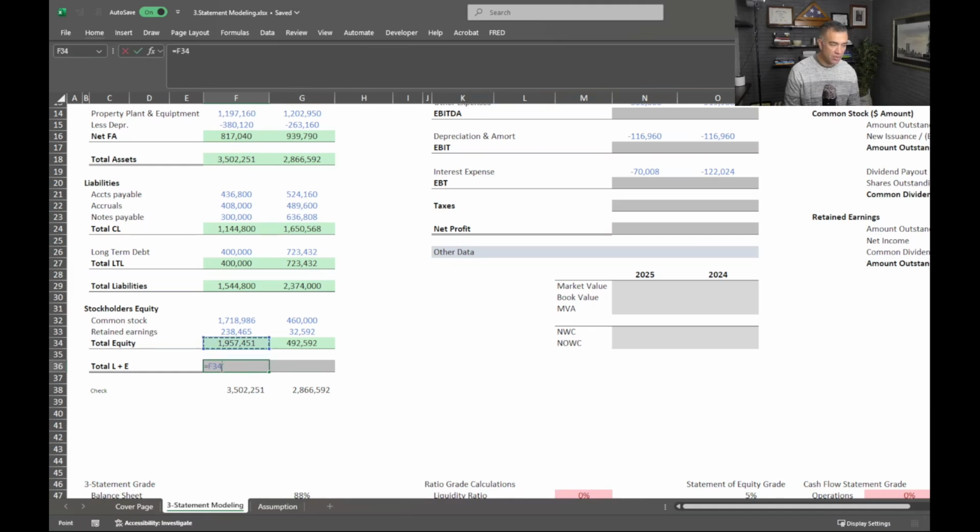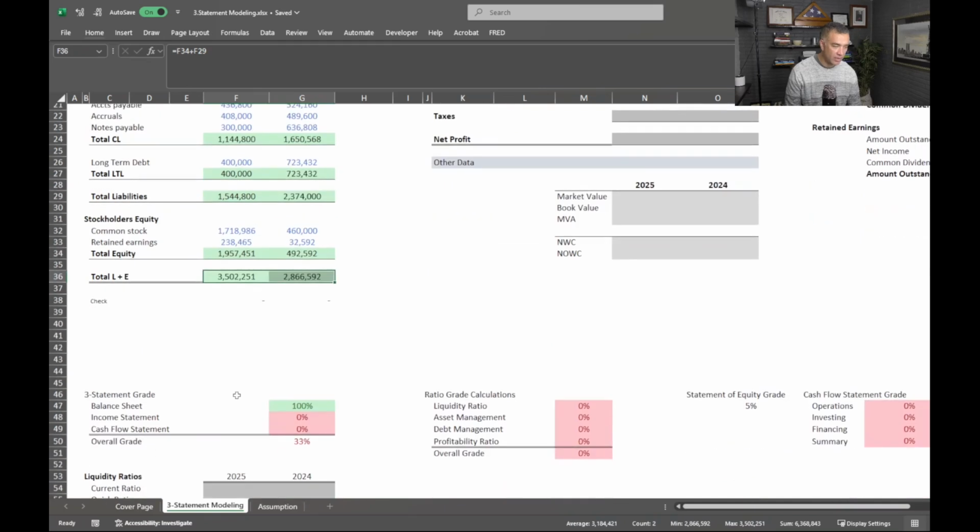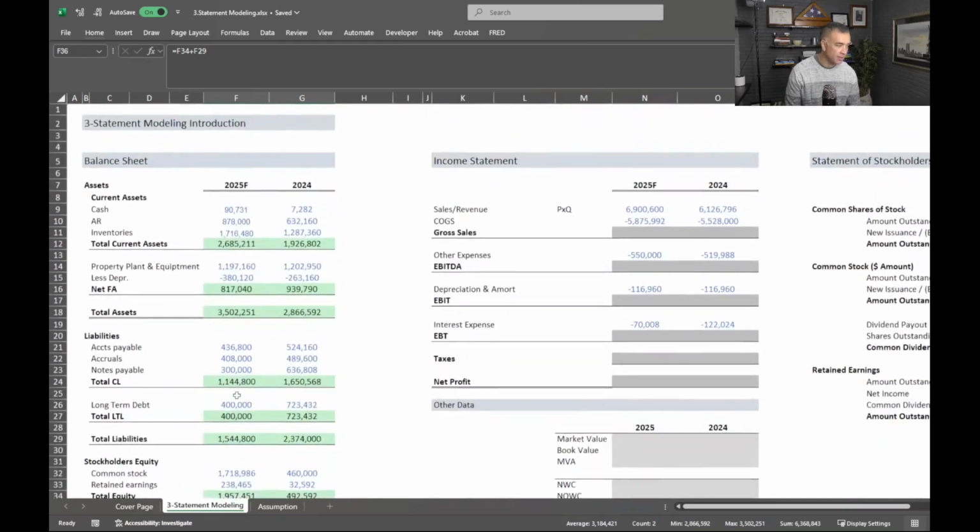You see that check below. Right now we're off. That should be a line. It should be 0. So once we add these up, we did it correct, right? The check is correct. I can look at my grade. The balance sheet is completed.